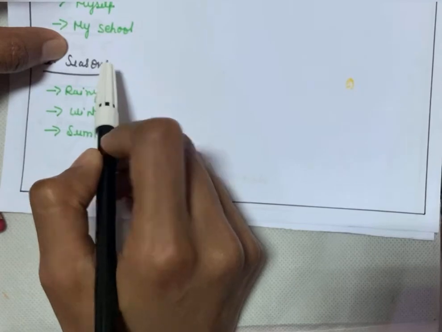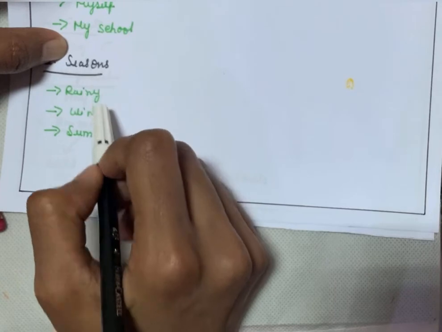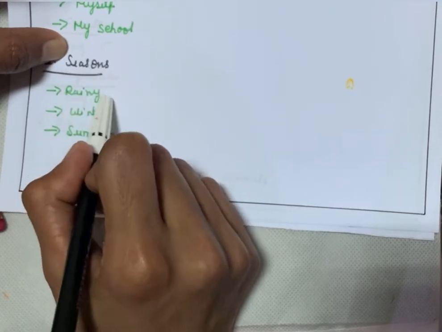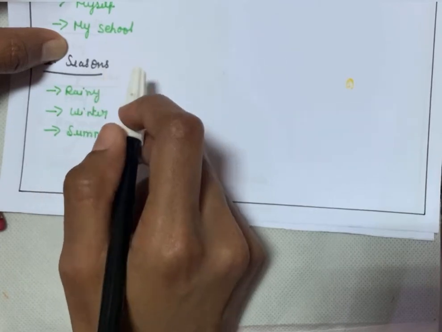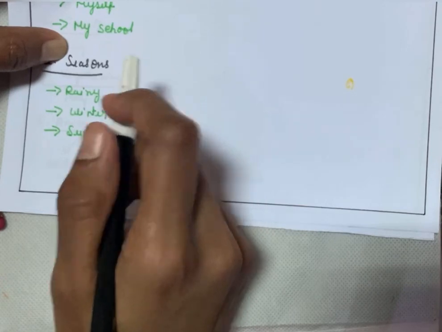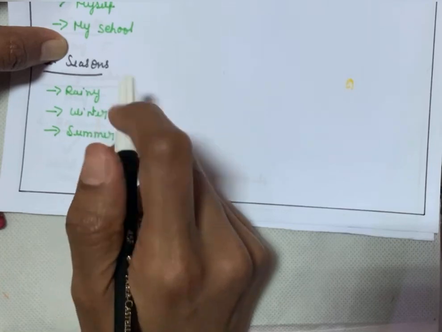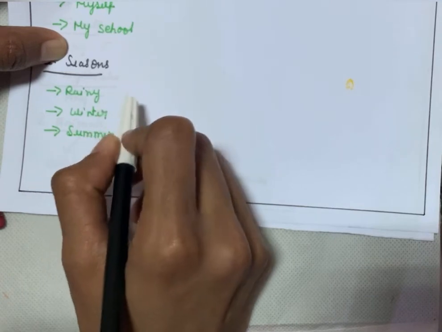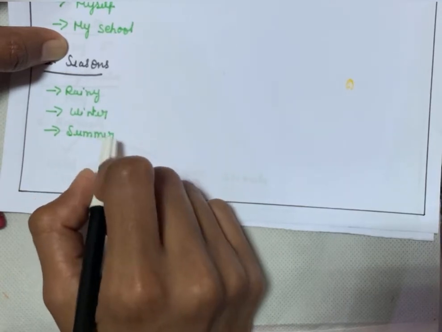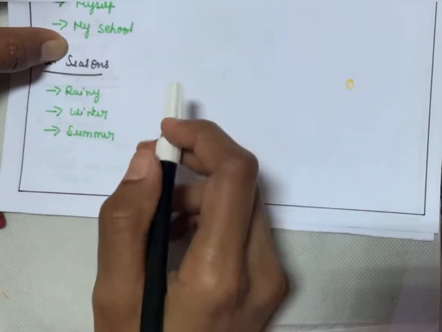And next, seasons are introduced in the class nursery. Rainy, winter and summer seasons are being introduced in nursery. So you can teach the rainy season like it's raining in the rainy season. We take umbrellas, we wear raincoats, and what our environment looks like in the rainy season. Similarly in winter season, what type of clothes we wear and how the environment is in winter season. Similarly in summer season, what type of clothes we wear, how is the environment in summer season. All these you can explain to them.